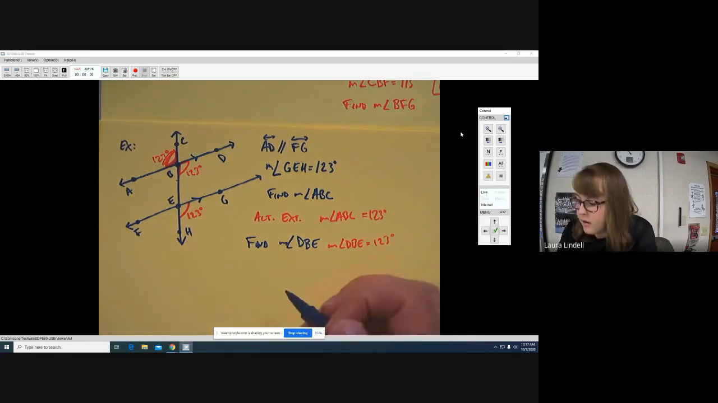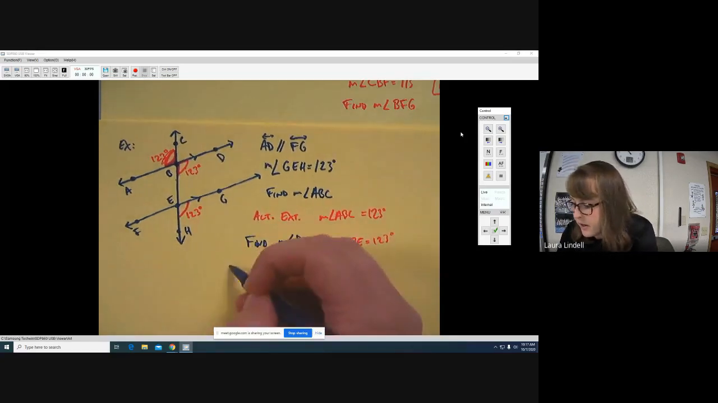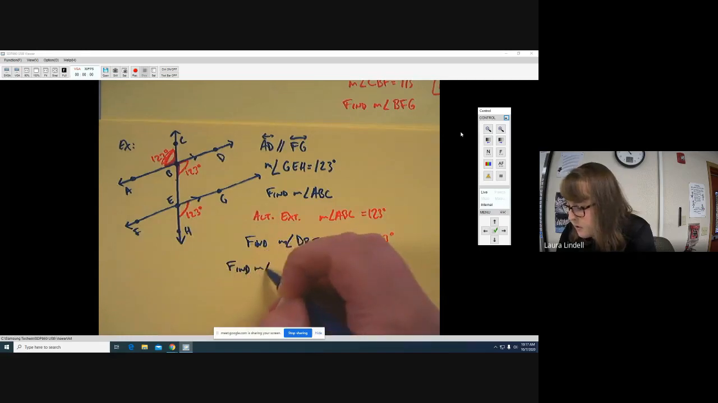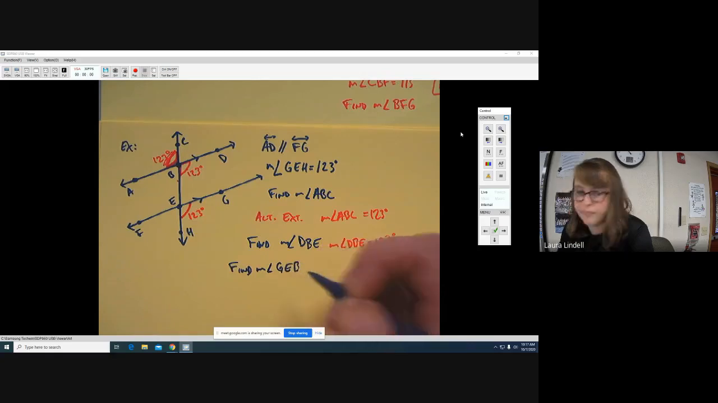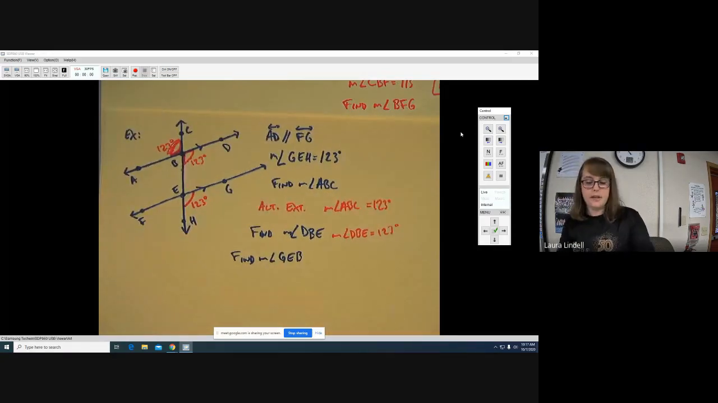All right. Last one for this picture. What if we said find measure of angle GEB? What do we think for measure of angle GEB? Anyone think they got it? Go ahead and type in the chat if you think you've got it. All right, nice, Owen. Yes, 57 degrees.